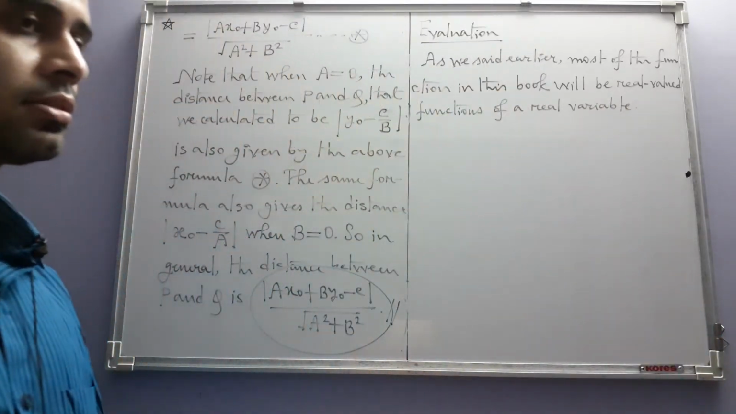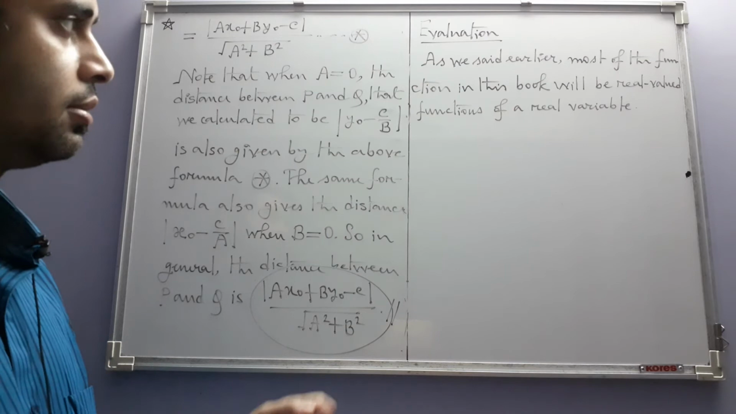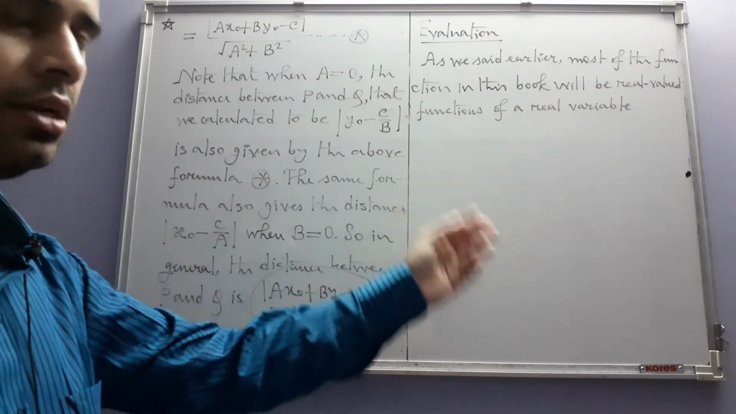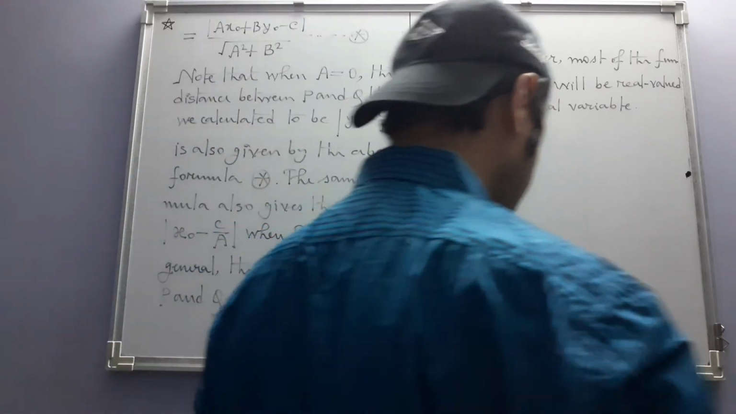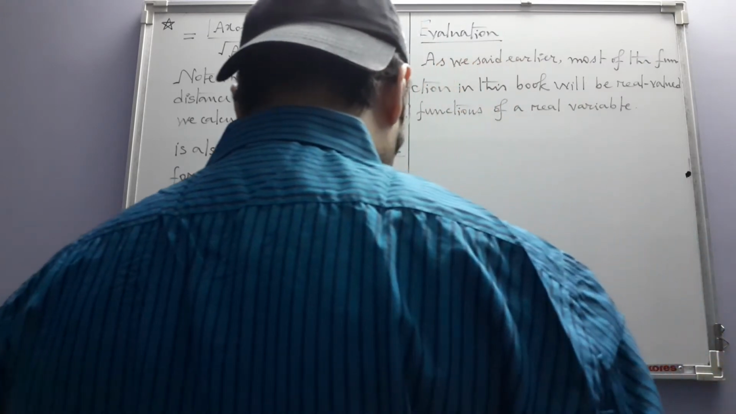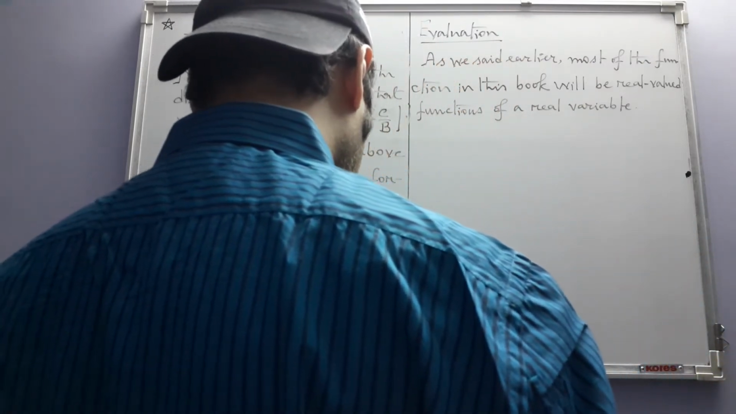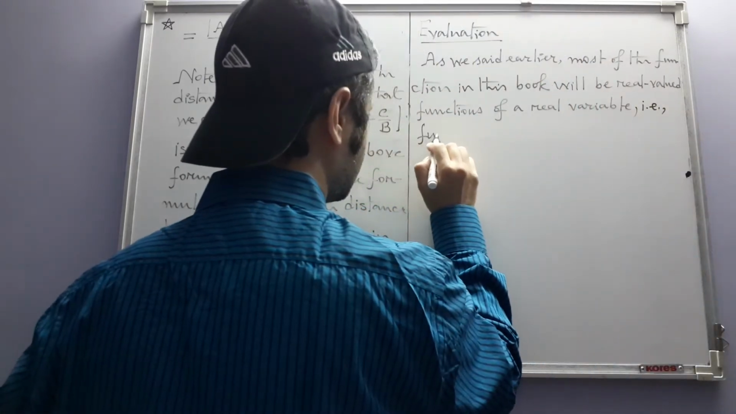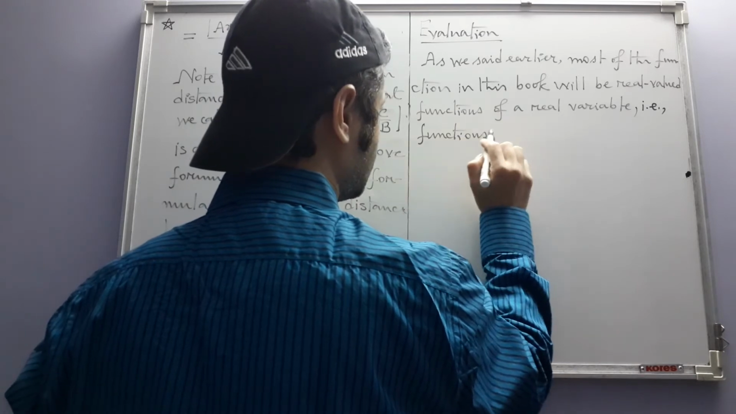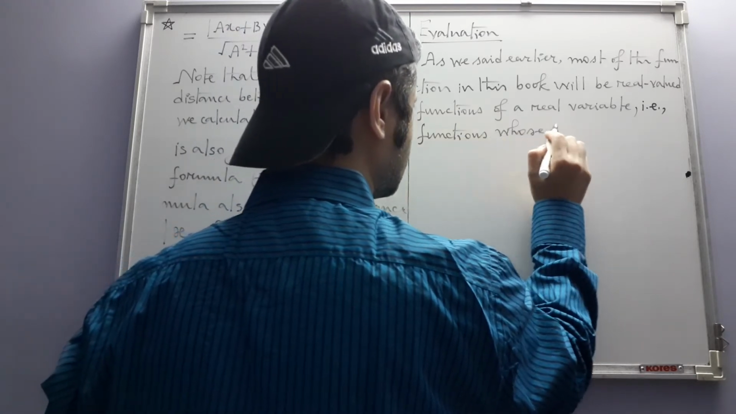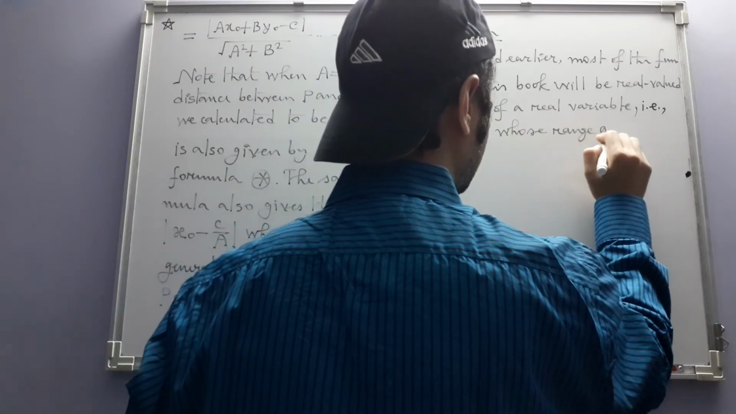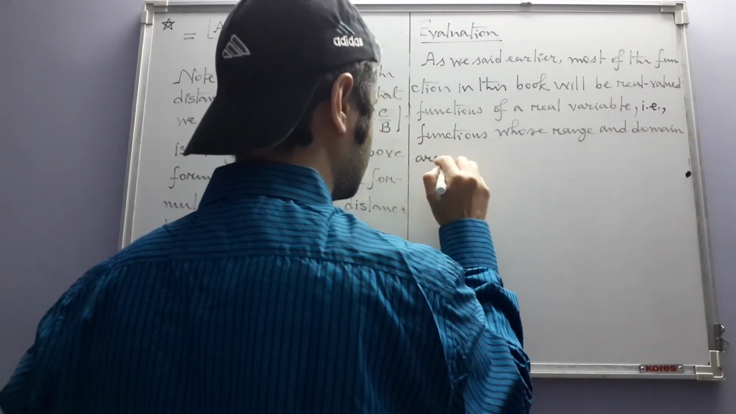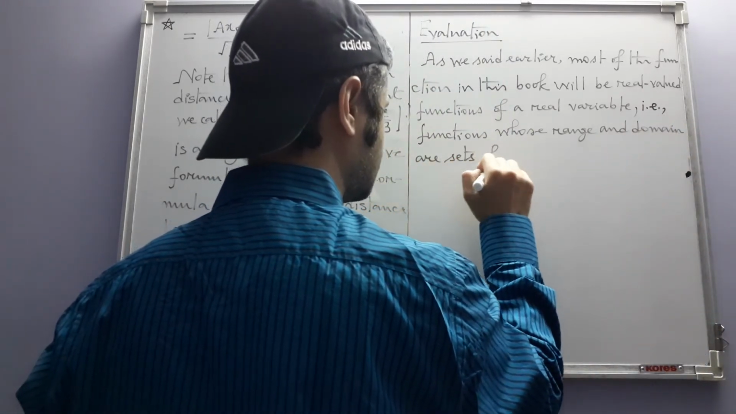Real valued means the outputs are real numbers of a real variable. This variable is the independent variable x, so the inputs are also real numbers. May not be all real numbers, but whatever they are, they are real numbers. That is, functions whose range and domain are some sets of real numbers.